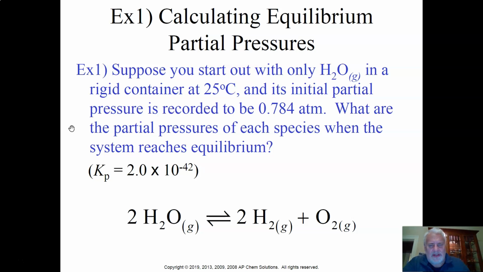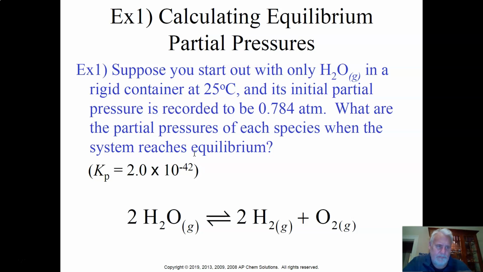some gaseous water. Okay, so it's water vapor, and it's at 25 degrees Celsius. The pressure is recorded to be 0.7842, so that's a little less than 1 atmosphere. And then what are going to be the partial pressures of each species when it reaches equilibrium?